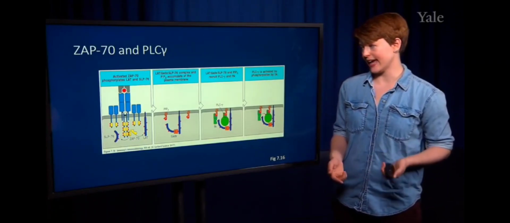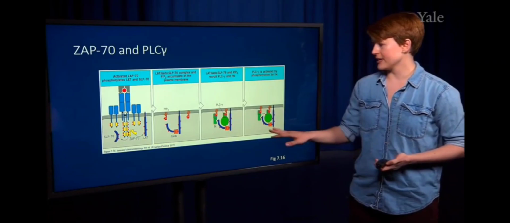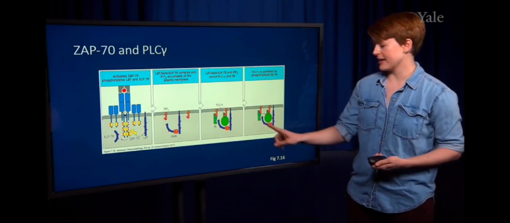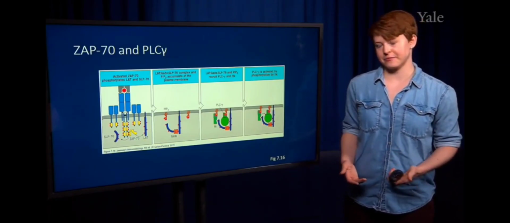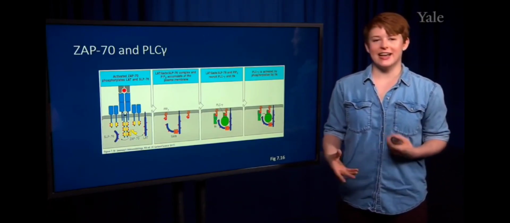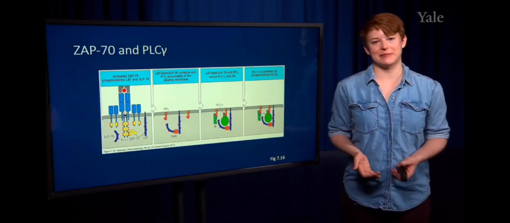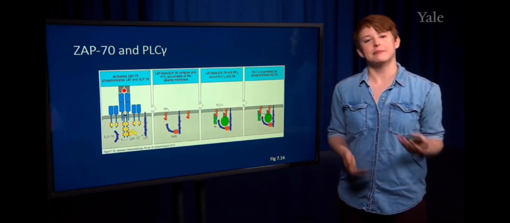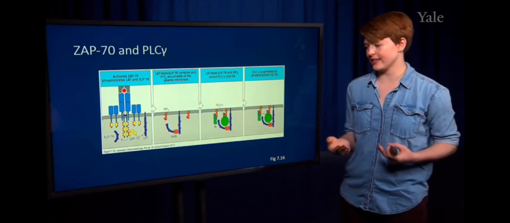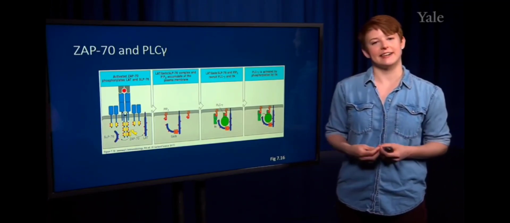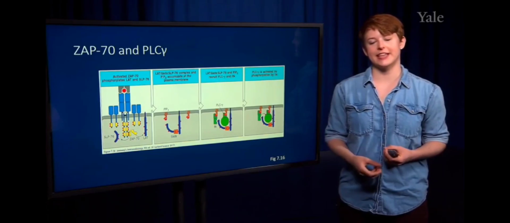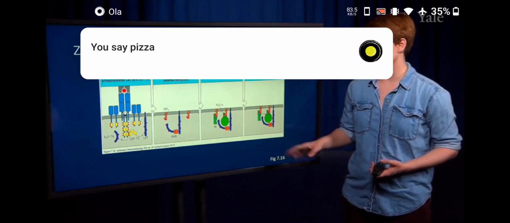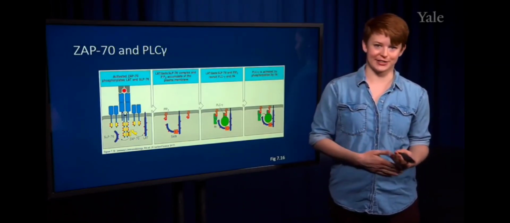And then PLC gamma is activated by phosphorylation by another protein, ITK. So these are a lot of different proteins. You don't have to remember all the specific names, but just remember that ZAP70 is causing the coming together of a few different proteins, which then attracts another enzyme, which is activated and will cause further downstream effects.